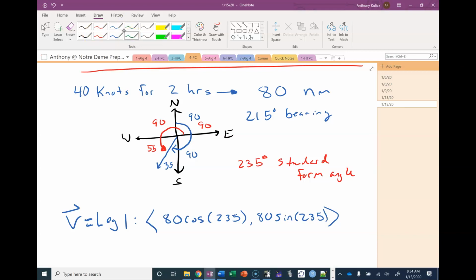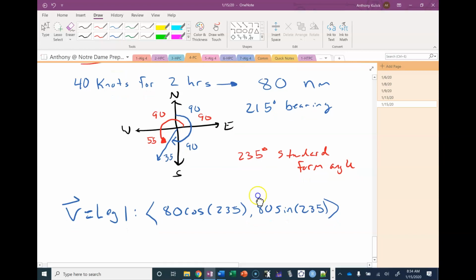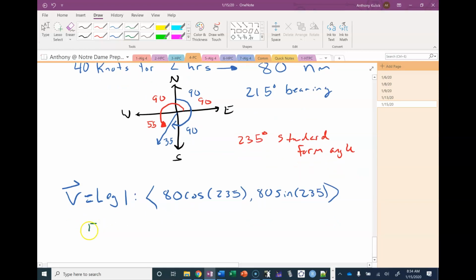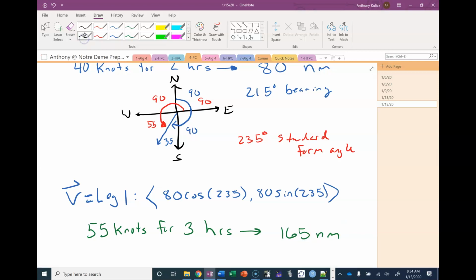The problem then says the boat turns to a bearing of 162 degrees and travels 55 knots for 3 hours. So 55 knots for 3 hours gives us how many nautical miles? 165.